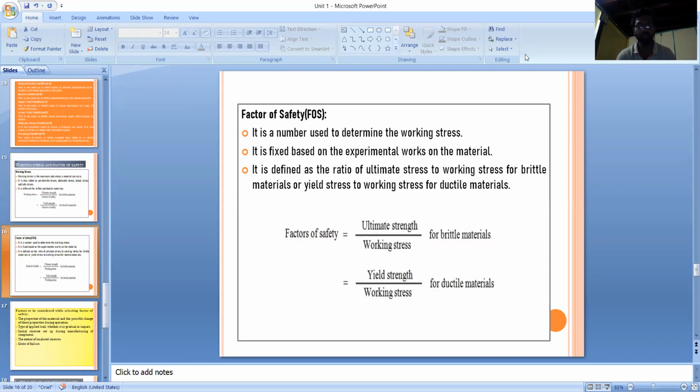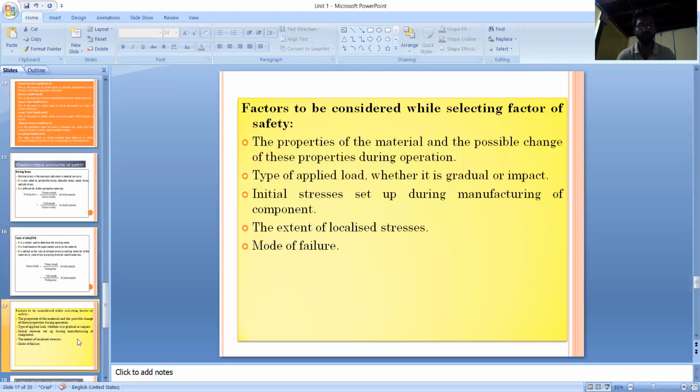So if you want to calculate the factor of safety, we have to use the formula: factor of safety is equal to ultimate strength to the working stress for brittle materials, and factor of safety is equal to yield strength to the working stress in case of ductile materials. Okay, so in today's class, let us look at the factors to be considered when selecting the factor of safety.